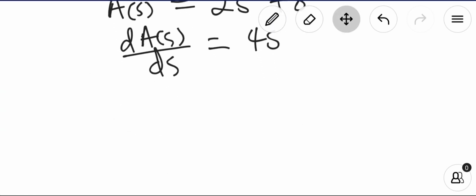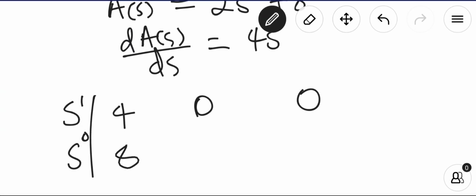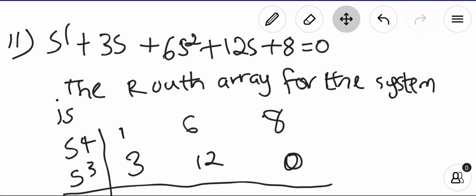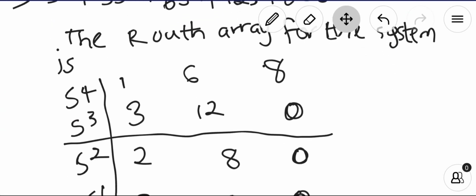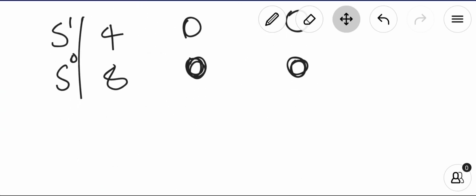Now we are going to substitute that value in place of 0, which will be 4 and then 0, then 0. And the last one, just following the same pattern, you have 8, 0, and 0. So we can see the first condition is fulfilled, the second condition is also fulfilled. This shows that the system is stable.